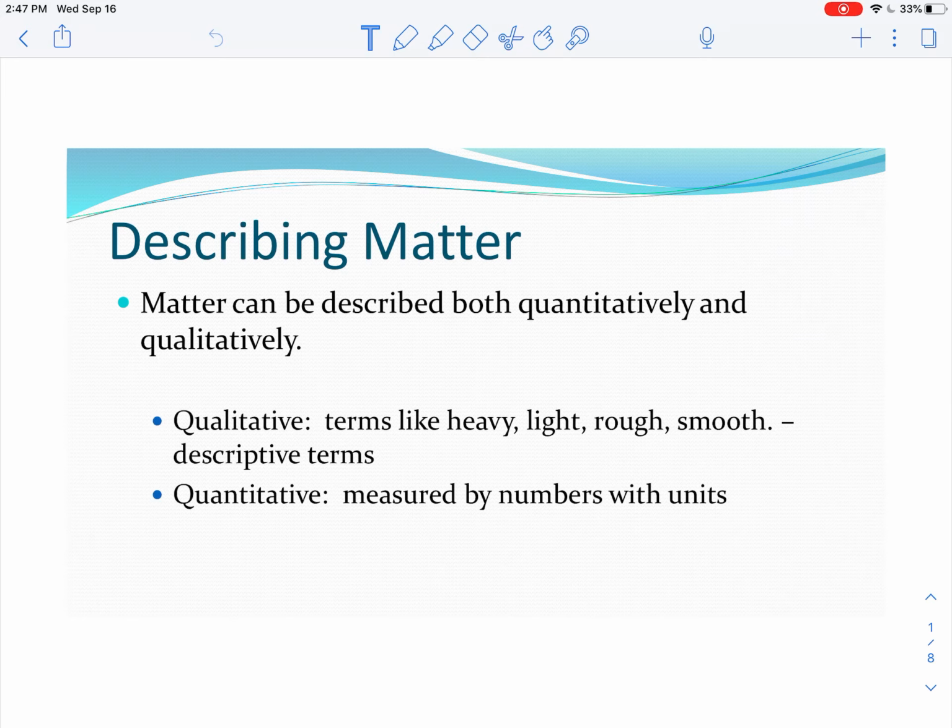We were talking about matter in the last lecture and what it is, which is basically everything that takes up space and has mass. And we're going to get into describing it today, and then also doing some things with some numbers that I think you've been doing since third grade, so I think you'll be okay.